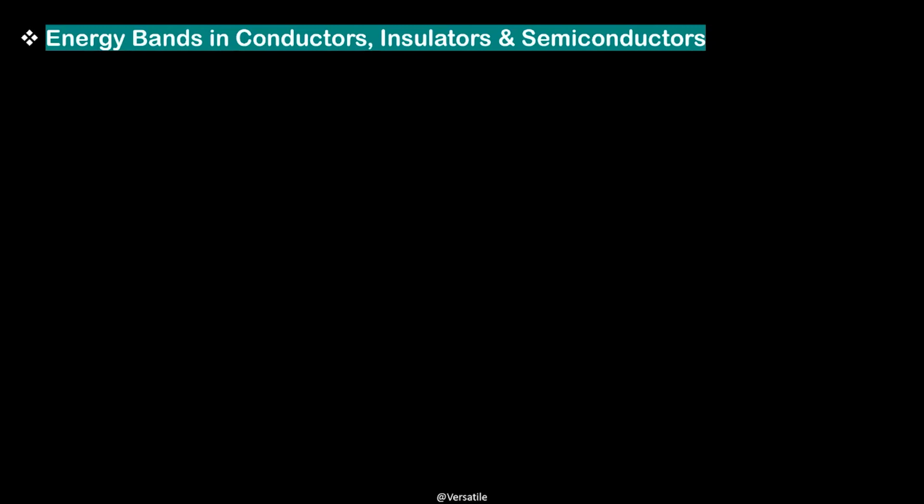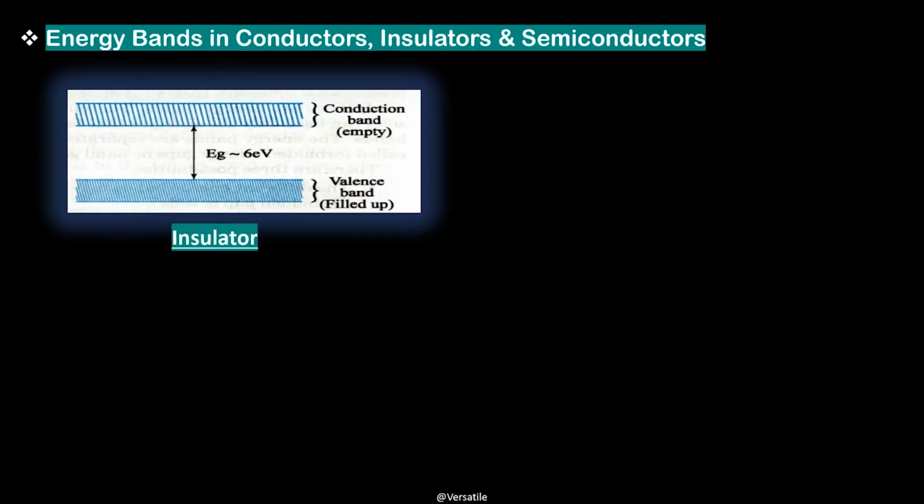Now, let us have a look at the energy bands in insulators, conductors, and semiconductors. In an insulator, at absolute zero, the valence band is completely filled and the conduction band is empty. And the forbidden gap between the valence band and the conduction band is quite large. It's of the order of 6 electron volts. Even if we excite the electrons in the valence band, they will not have sufficient energy to jump over to the conduction band, and therefore insulators cannot conduct electric current.